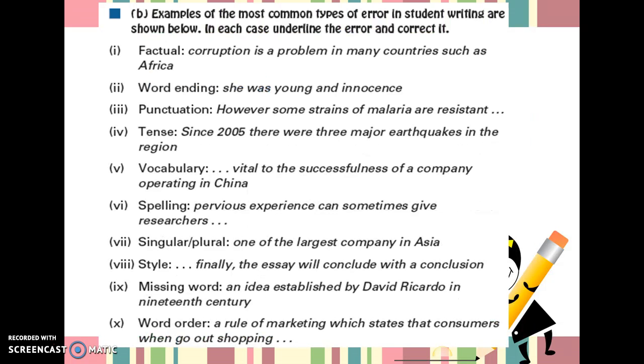So here we have some practice. We have examples of the most common types of errors in student writing. The idea is that the type of error is given, and you have to identify in the sentence which part corresponds to the error that is suggested. For example, the first one is a factual error. We have the example: corruption is a problem in many countries such as Africa. Factual, facts. Which is the error?